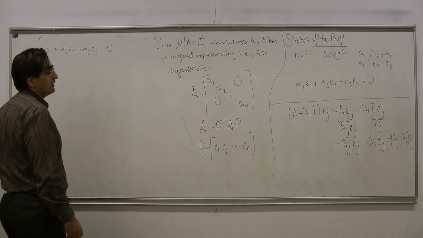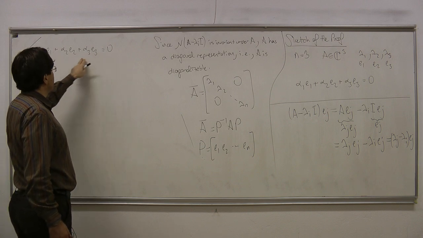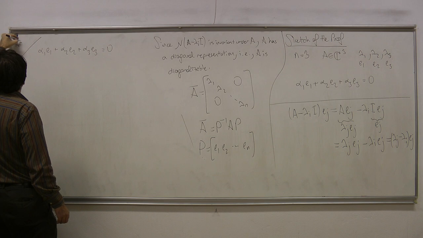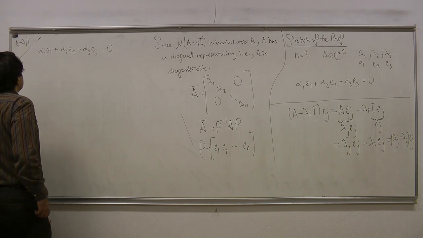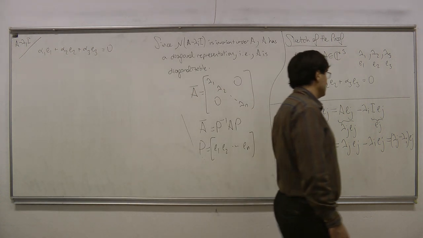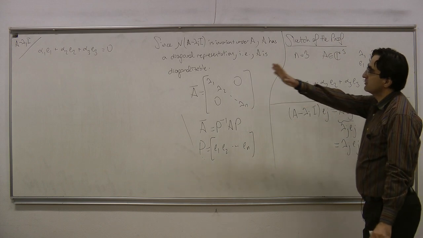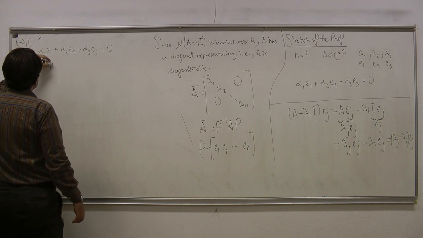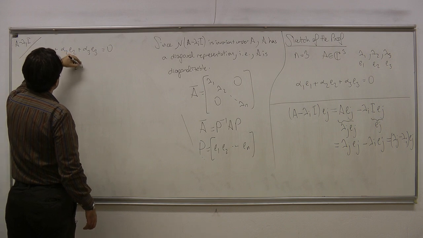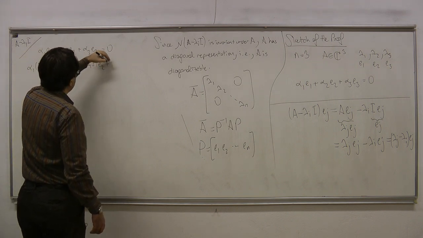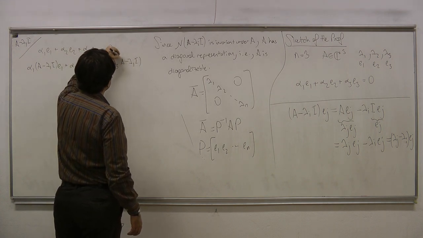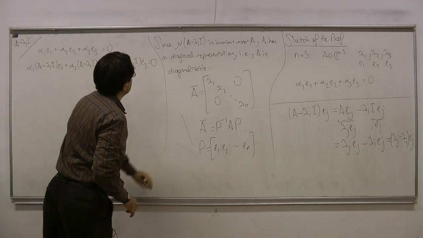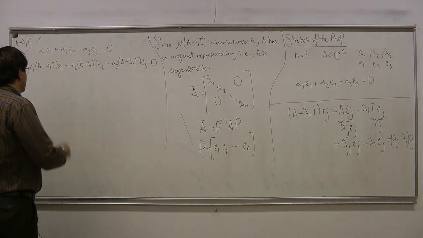And I will multiply both sides of this equation. On both sides I would have vectors. This is my 0 vector, and these are a linear combination of the vectors. So I would multiply both sides with the matrix A minus lambda 1 identity from the left. So then what am I going to obtain? Alpha 1, A minus lambda 1 identity E1, plus alpha 2, A minus lambda 1 identity E2, plus alpha 3, A minus lambda 1 identity E3, which is going to be this matrix times the 0 vector. But that is still 0. So I would have this equation then.